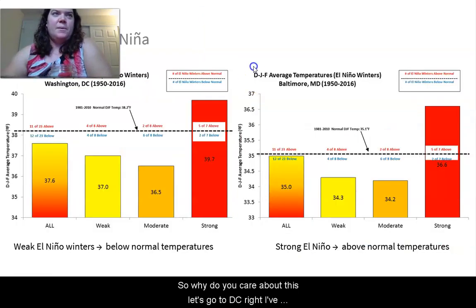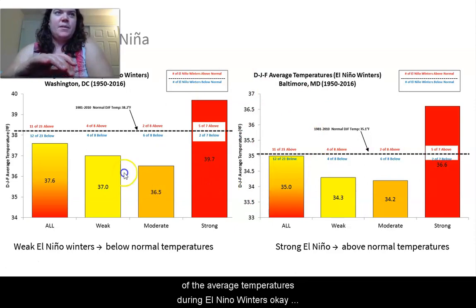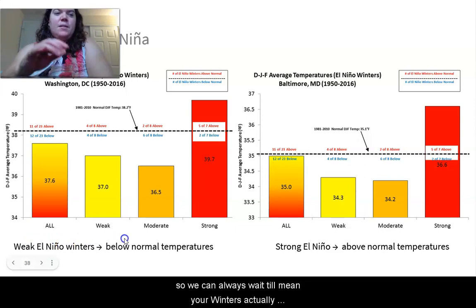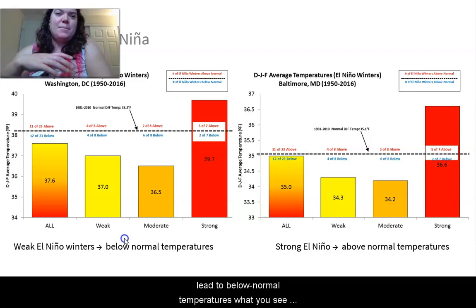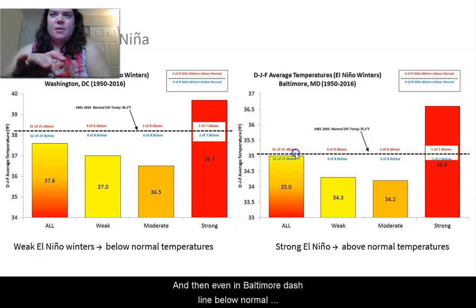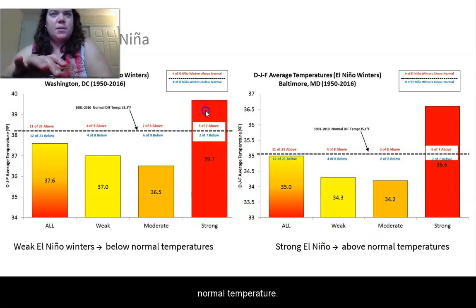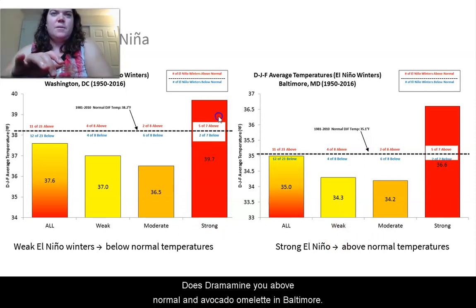Okay, so why do we care about this? Let's go to DC, right? So I have DC and Baltimore. They did this little tally research here of the average temperatures during El Nino winters. Weak El Nino winters actually lead to below normal temperatures, which you see here. Normal is the dashed line, and even in Baltimore, it's below normal during a weak El Nino. During a strong El Nino, we get above normal temperatures, which is what we expect. So strong El Nino is above normal, and above normal in Baltimore.